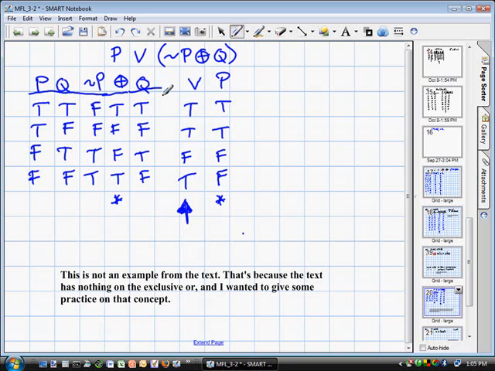Now let's see, who remembers this rule? That's what's in parentheses, so we're going to do that first. That rule was what? Only true when they're different? And so as you look at this, these two are different. False, true. Therefore true. Not different. Therefore false. Not different. Therefore false. Different. Therefore true.